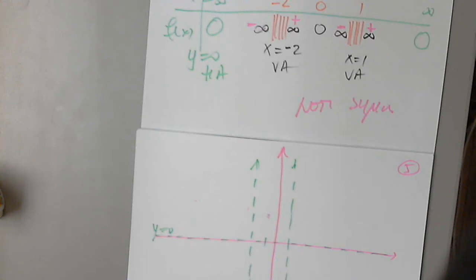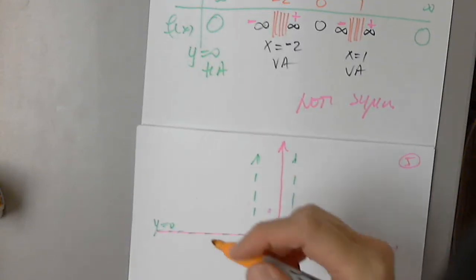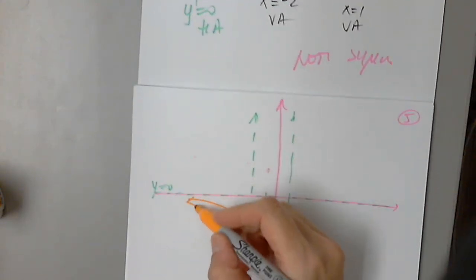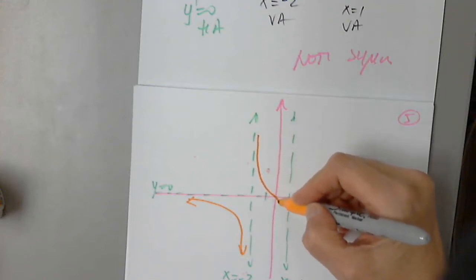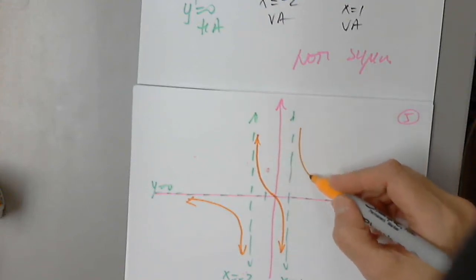It starts at 0 and drops to negative infinity on the left-hand side of the first vertical asymptote. Then it comes from positive infinity, it crosses at the origin, and it goes to negative infinity on the left-hand side of the second asymptote. And then from positive infinity to 0. One more time: from 0 to negative infinity, from positive infinity crossing at 0 to negative infinity, from positive infinity to 0. That's it. And that's type 2.